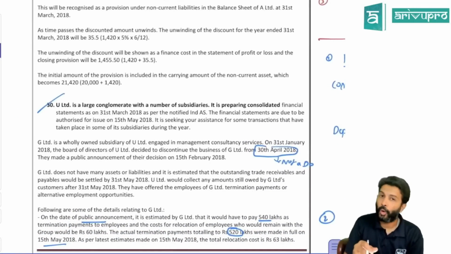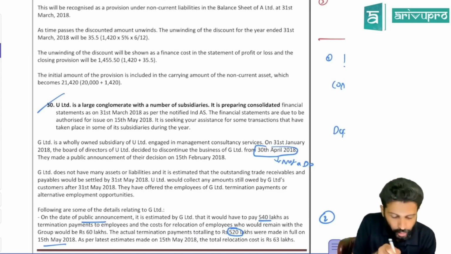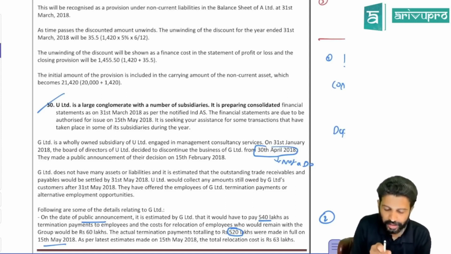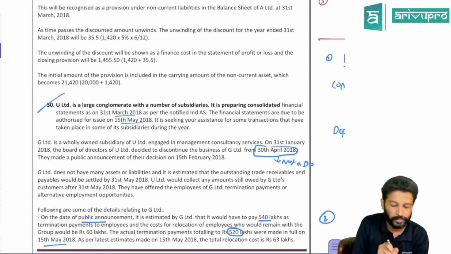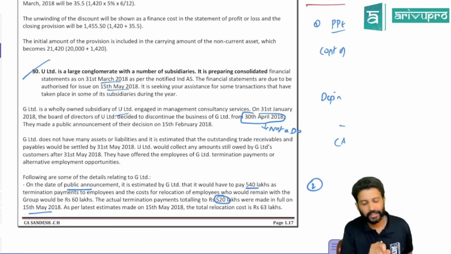Okay. All right. Question number 30. U Limited is a large conglomerate with a number of subsidiaries. It prepared CFS on 31st March 2018 as per the notified IND AS. Financial statements are due to be authorized for issue on 15th May. It is seeking some of your advice, they're saying. G Limited is a wholly owned subsidiary of U Limited, engaged in management consultancy service.